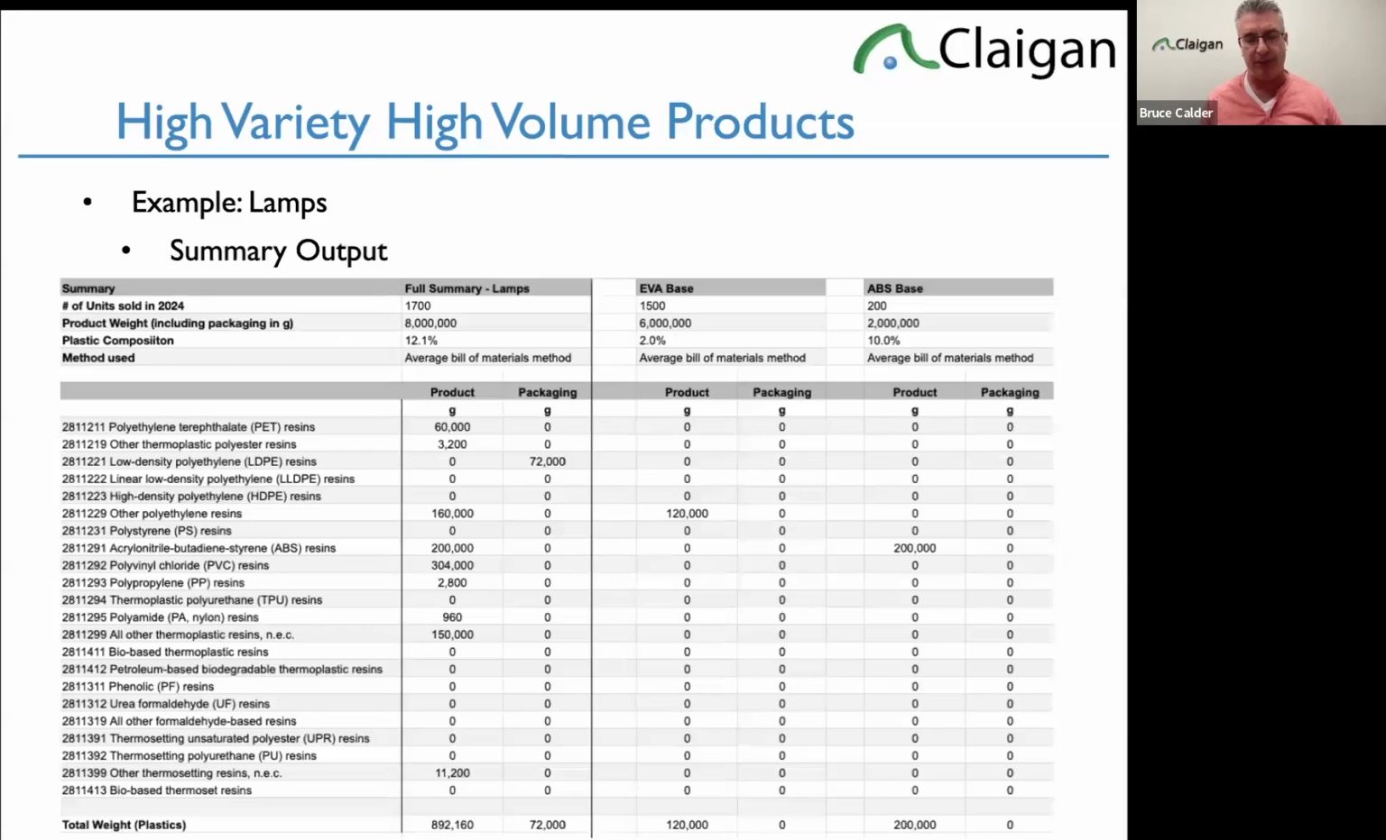Flexible packaging is reported separately from rigid packaging, which is reported separately from IT equipment, which is reported separately from lamps, which is reported separately from kitchen appliances. That's a different webinar to explain the different subcategories. So here, we're going to consolidate the lamps.